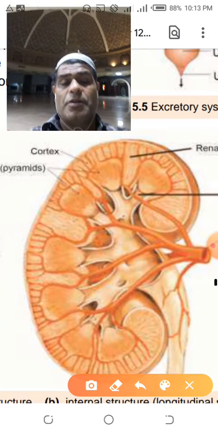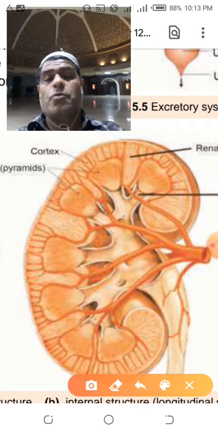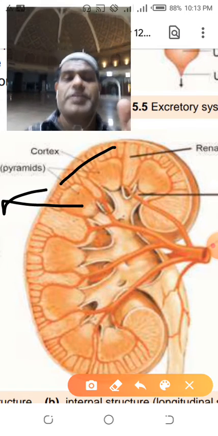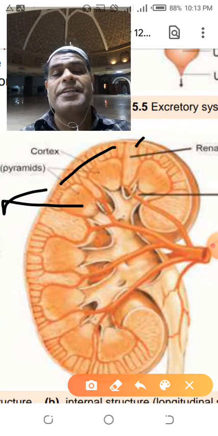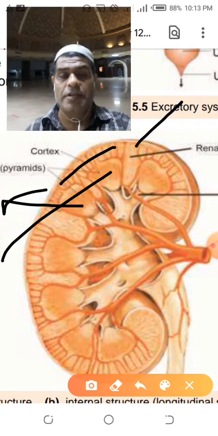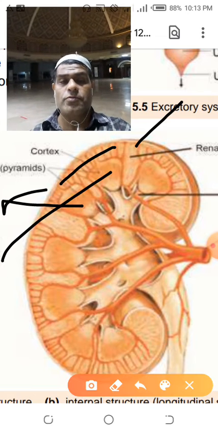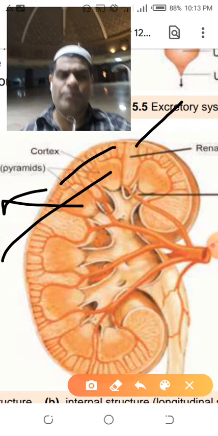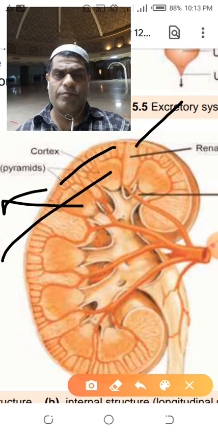One is the cortex. One is the medulla. These 2 points I am highlighting. Why am I highlighting these 2 parts? The reason is that they consist of nephrons, and the nephron is the functional unit of the kidney. Important key point, significant point.